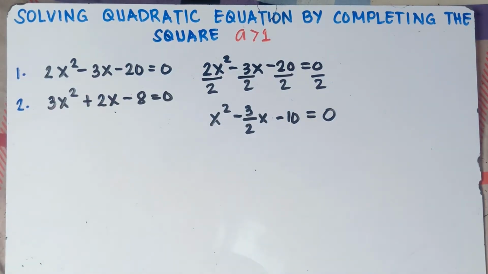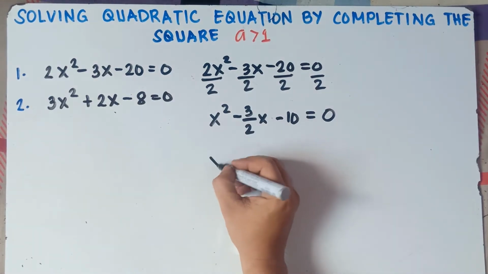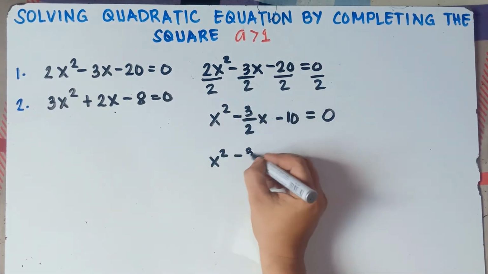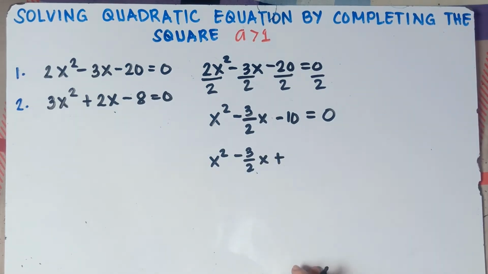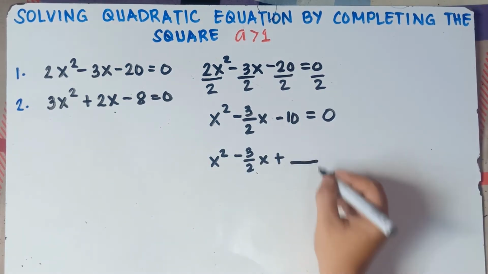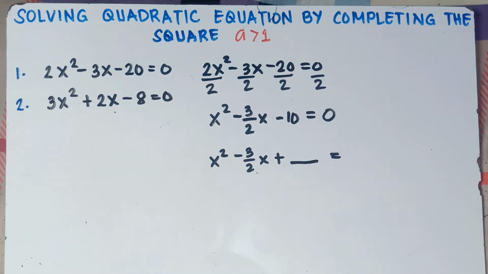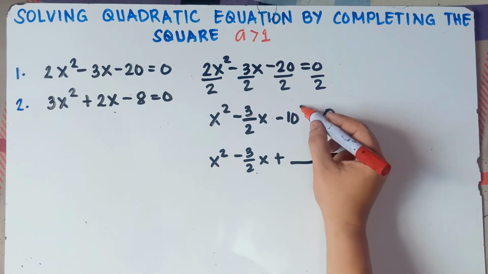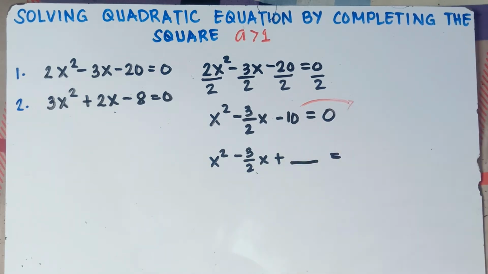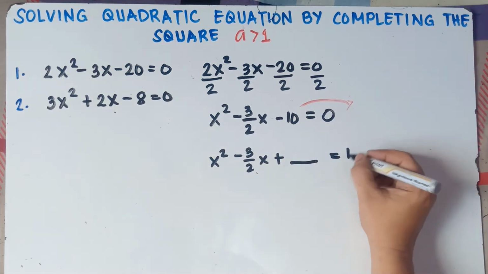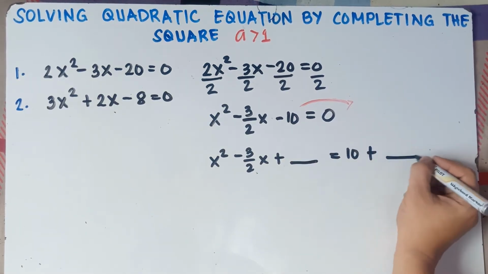And then the next step, class, we need to copy this equation: x squared, then copy minus 3 over 2x, plus, you put a space because we need to add a new constant, plus a new constant, equals. So we need to transpose this one, class, negative 10, from left to right. Once again, transpose this constant from left to right, so it becomes positive 10, plus another new constant.